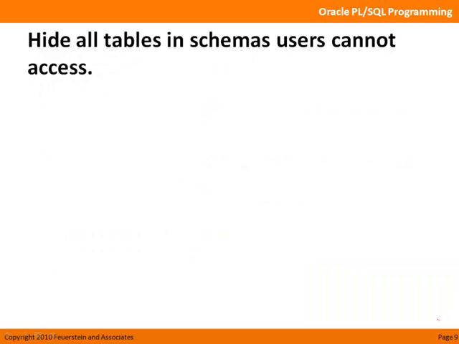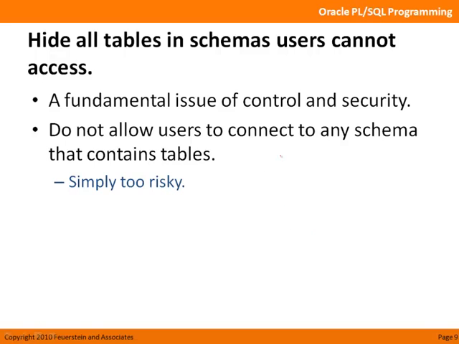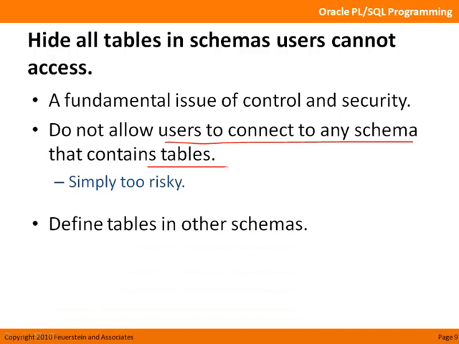So, hide all tables and schemas users cannot access. This is a fundamental issue of control and security. And the basic idea is you should never allow users to connect to any schema that contains tables. Because if they can connect directly to that schema, they can do whatever they want with those objects, unless you put in place some underlying DDL triggers to not allow drops and so forth. But most organizations don't do that, and allowing access to a schema gives you an incredible amount of power.